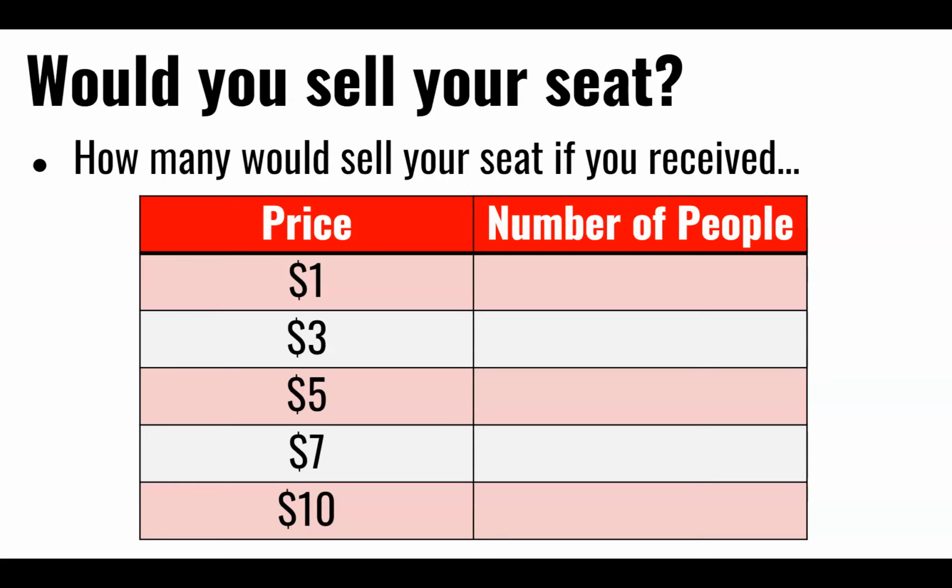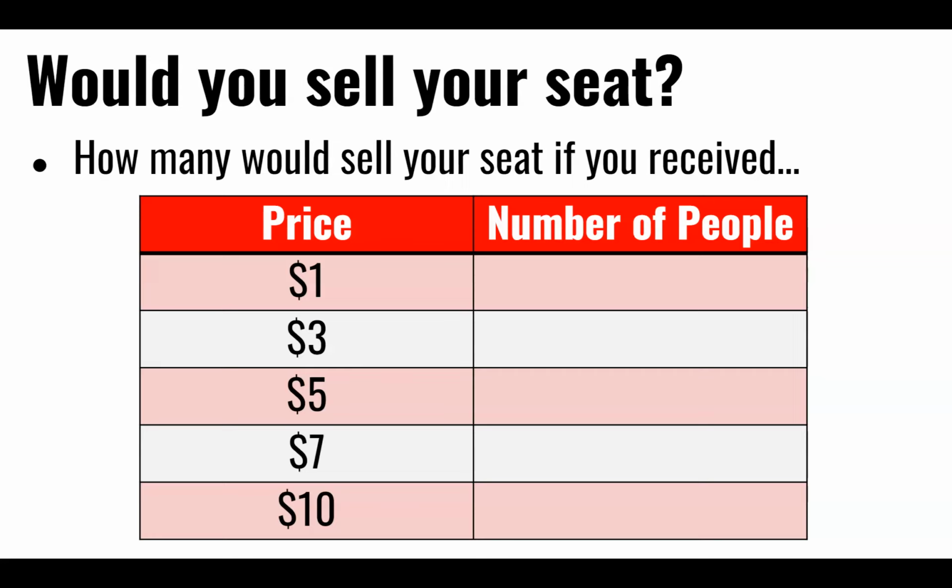If the price rises to $3 or $5, there will be an increasing number of people who are willing to give up their seat because they're looking at the odds, and you pay me $5, I don't think I'm going to win. 5 is better than 0, so sure. At $10, even more people are willing to sell their seat to somebody else, because a guaranteed payout of 10 is better than a hope at 100.